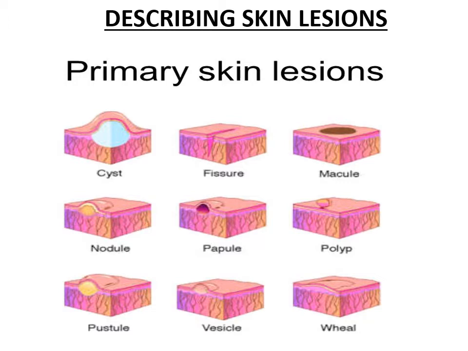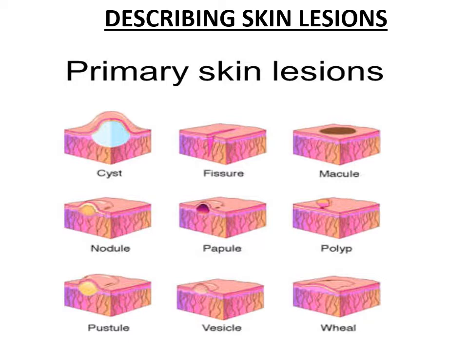Okay, a fissure is really just a crack in the skin. So whether it's the end of your fingers in the very dry winters, and you get fissures in your skin, or the corner of your lips, they sometimes get fissured in the dry weather. That's all it means. Just a crack. A macule is a completely flat lesion. So if you were to run your hand over a macule, you wouldn't be able to feel the difference between the macule and the normal skin. It's completely flat.